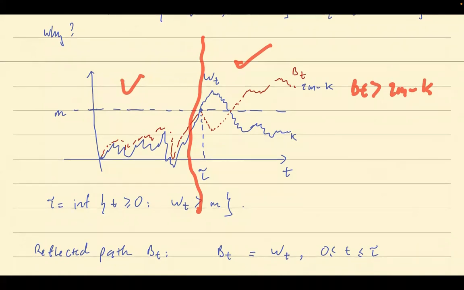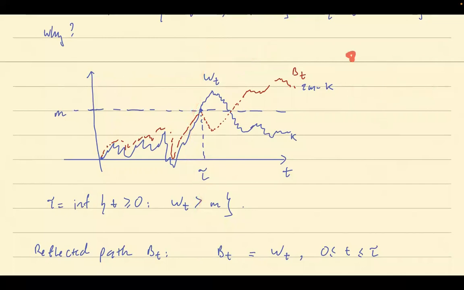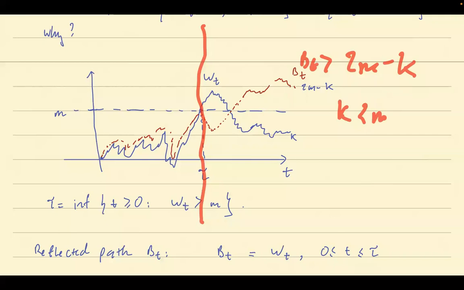Now, this is not that easy, and that's exactly why we want to work through this. And here's the clue: we haven't used all the hypotheses that we talked about in the reflection principle. Which hypothesis did we not use? Which hypothesis did we not use? The hypothesis K less than M.